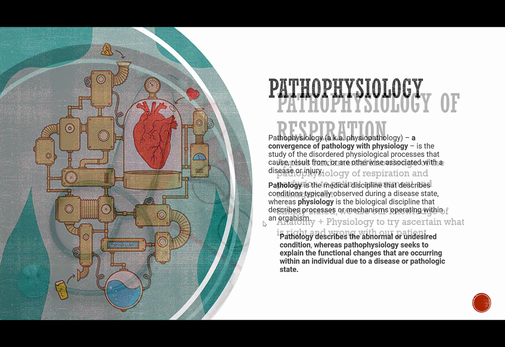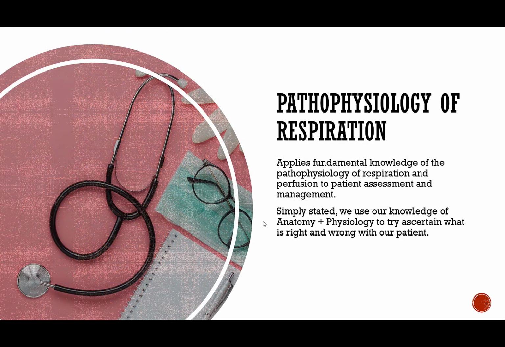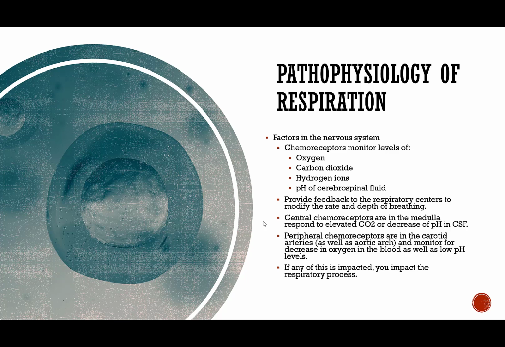In this case, we want to do pathophysiology of respiration, which basically says we're going to take all the fundamental knowledge we just gained about anatomy and physiology related to the human respiratory system, and bring it all together into one study of what could go wrong. So when we think about the pathophysiology of respiration, there are a few things we need to think about. The first is the nervous system. There are factors that can affect our nervous system.